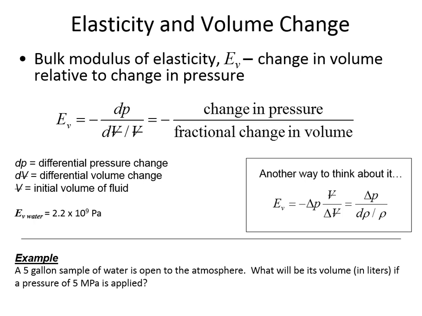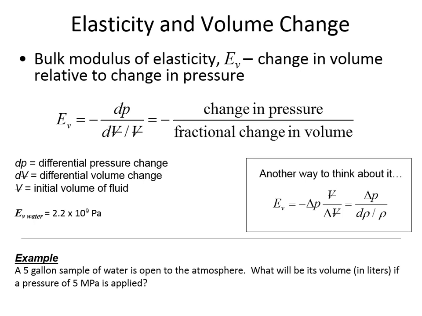All right, we've got 5 gallons of water, open to the atmosphere, and what if we apply a pressure of 5 megapascals? We've actually got a mixed units problem here. Part of the problem is in traditional units, part is in SI units. So 5 gallons of water open to the atmosphere, and then we apply an additional 5 megapascals. What will be its new volume after that change in pressure?